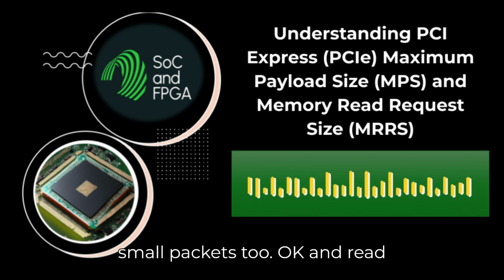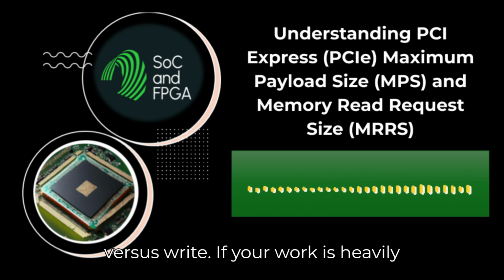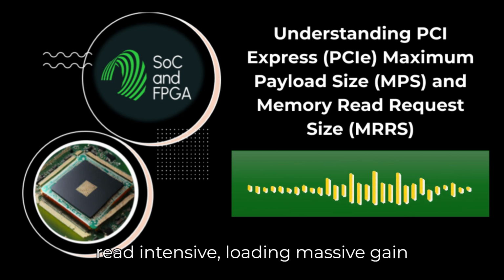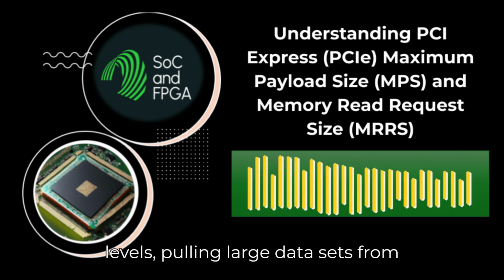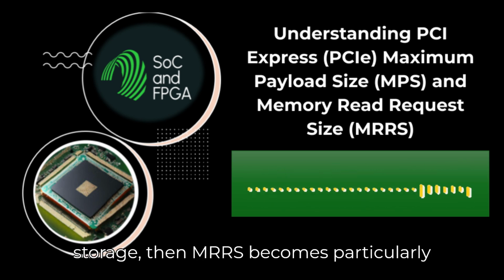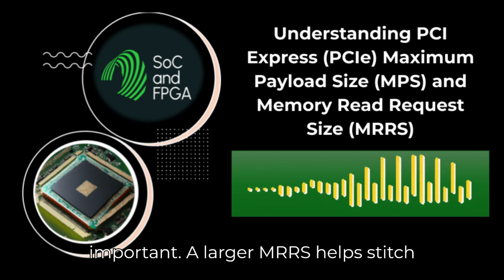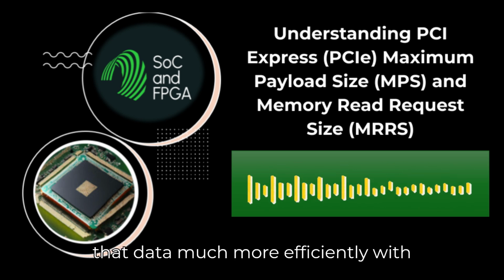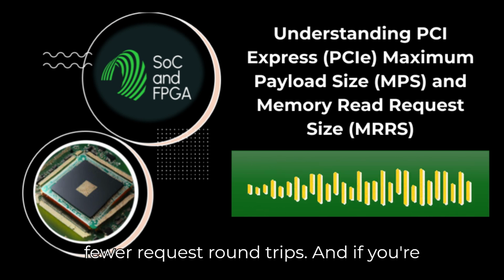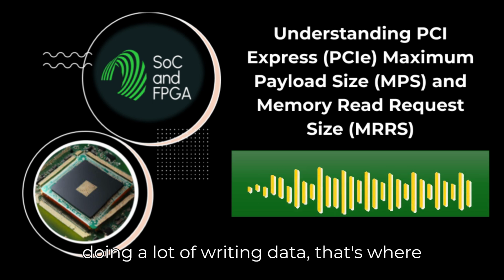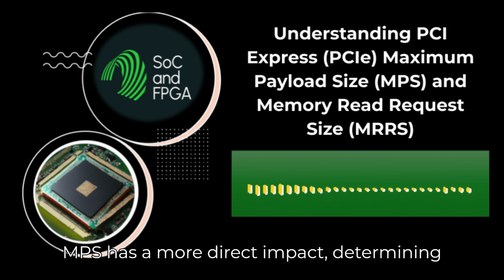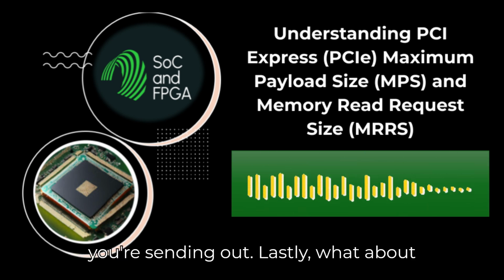Okay. And read versus write. If your work is heavily read-intensive, loading massive game levels, pulling large data sets from storage, then MRRS becomes particularly important. A larger MRRS helps fetch that data much more efficiently with fewer request round trips. And if you're doing a lot of writing data, that's where MPS has a more direct impact, determining the size of the packets carrying the data you're sending out.